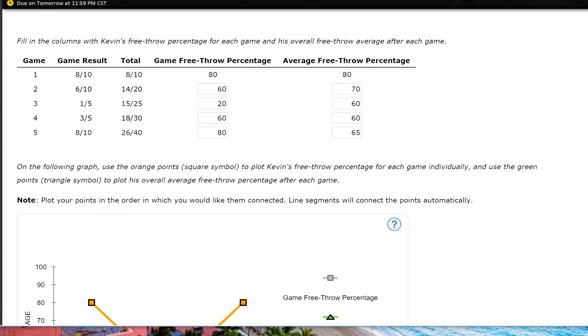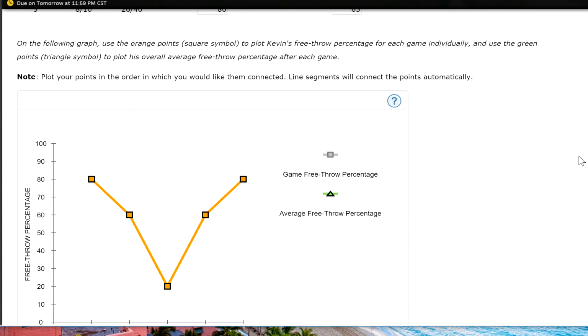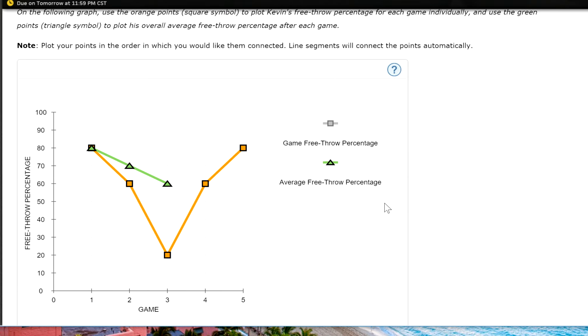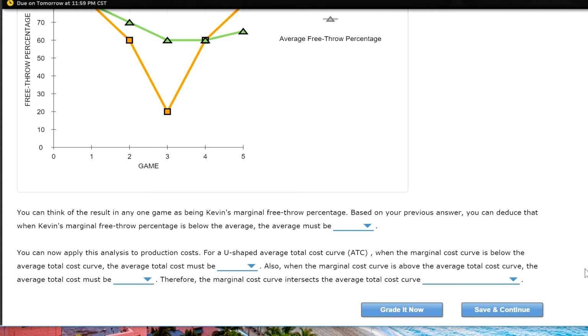And then for the average, it's going to be 80, 70, 60, and then after that it's going to be 60 and 65. Okay, that's that. Alright, so next part of the question says, you can think of the result in any one game as being Kevin's marginal free throw percentage.